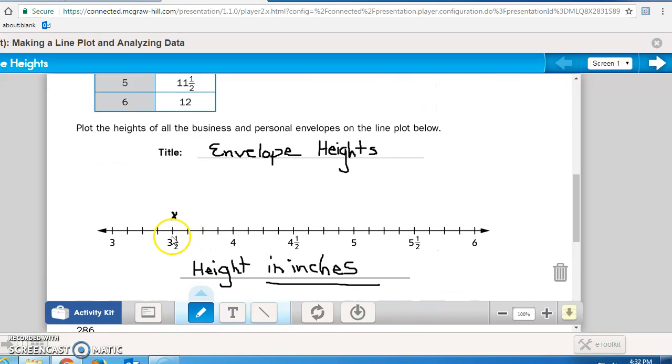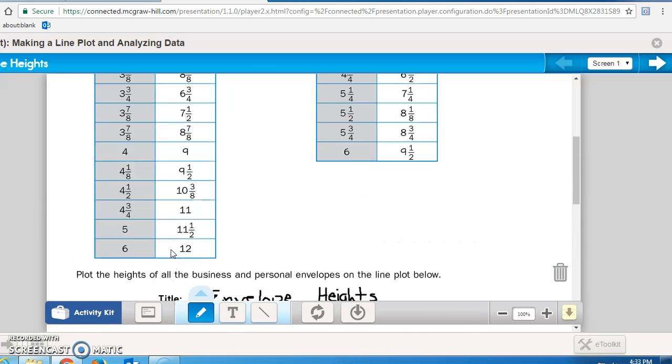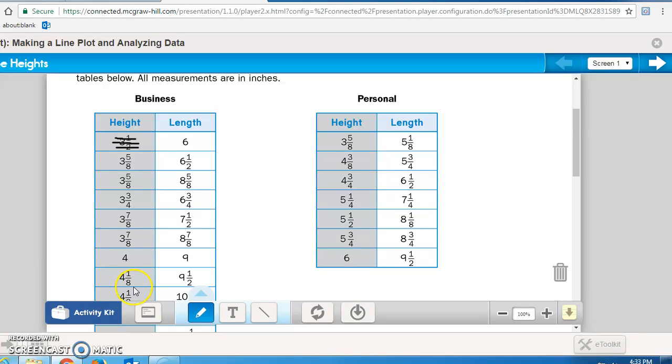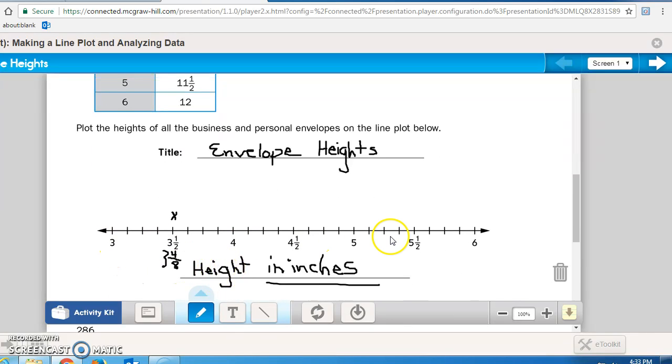So if this is 3.5, what would this next one be? Something between 3.5 and 4. Well, let's count our lines. 1, 2, 3, 4, 5, 6, 7, 8. So if this is 3.5, this actually would be 3 4/8. Once I make sure I have that written down, to plot all the rest of these numbers will be easy. Pause the recording now and mark all of these heights down below on your line graph.